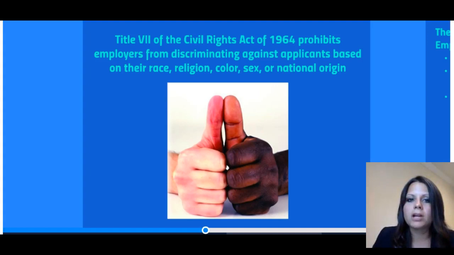One of the main requirements is Title VII of the Civil Rights Act. This prohibits employers from discriminating against even just applicants or people on the job, based on their race, religion, color, sex or gender, or national origin.